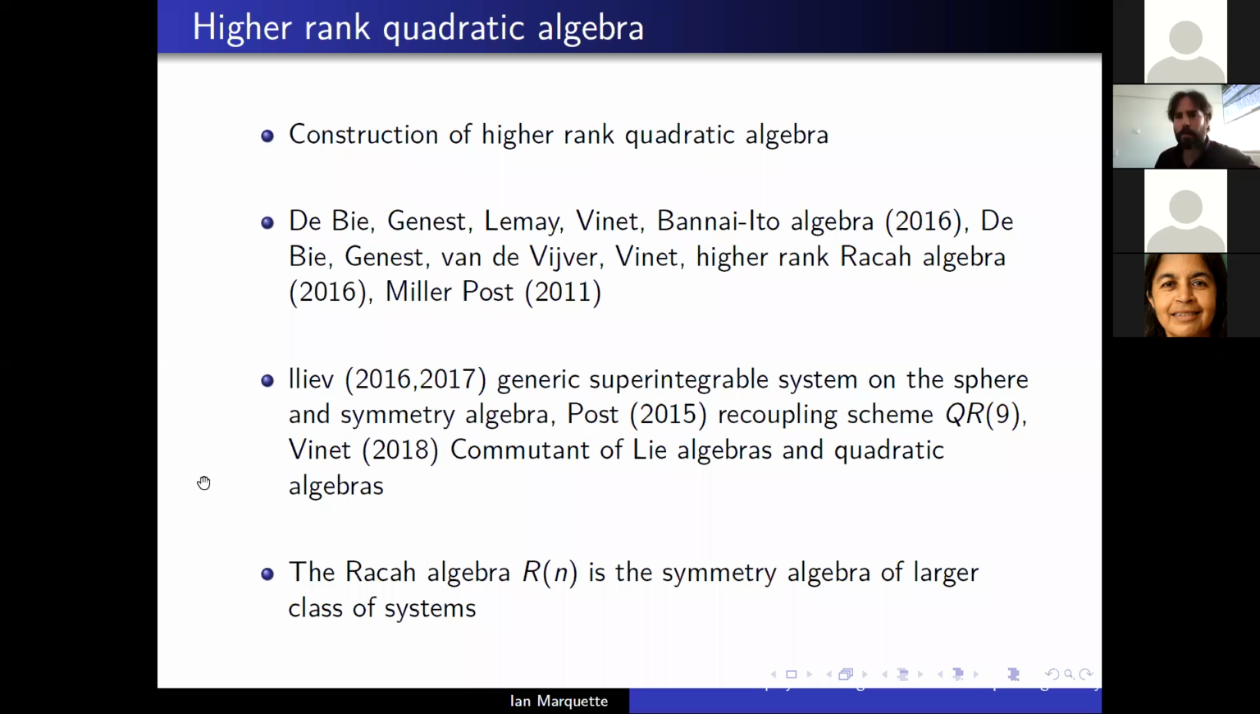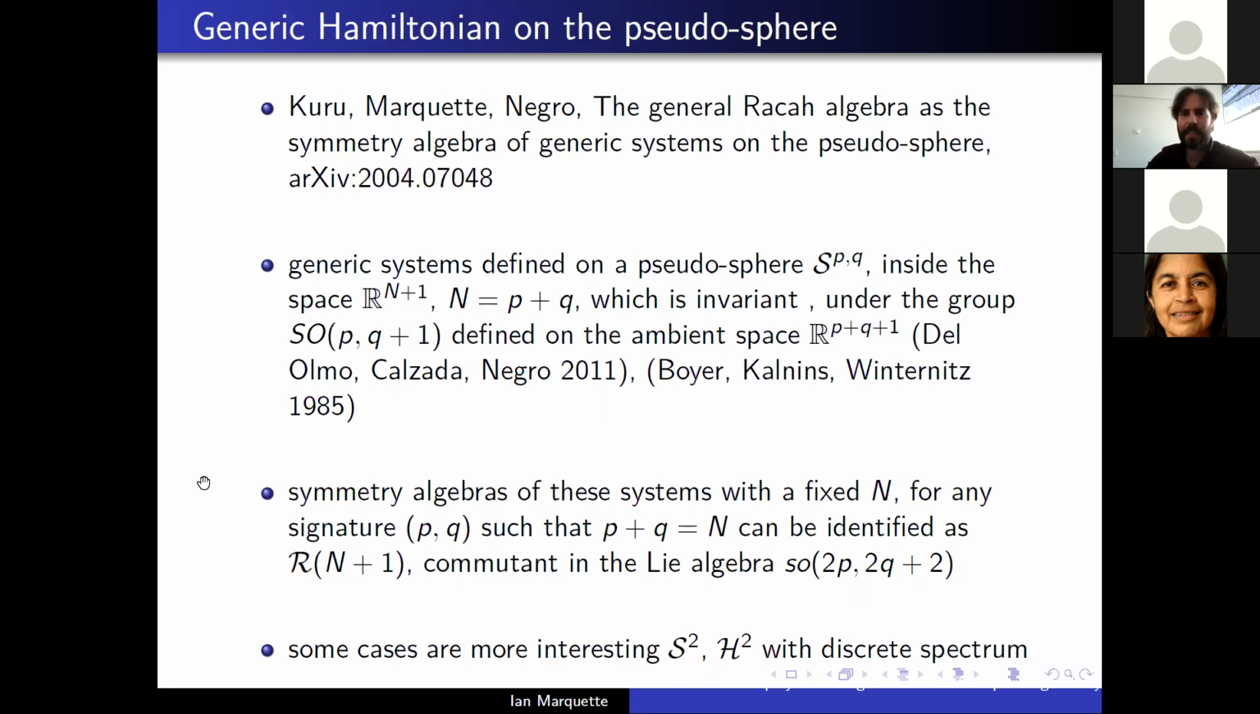But these approaches are more or less relying on explicit realization in terms of differential operators and the representation. I will explain in the last part of the talk that you can in some way obtain the symmetry algebra in a purely algebraic way. But what I would like to emphasize is that the Racah algebra is in fact the symmetry algebra of a wider class of superintegrable systems. In fact, the generic model on the pseudosphere shares the Racah algebra as symmetry algebra, and you can still understand this in terms of some commutant.